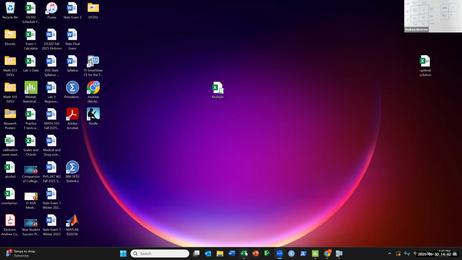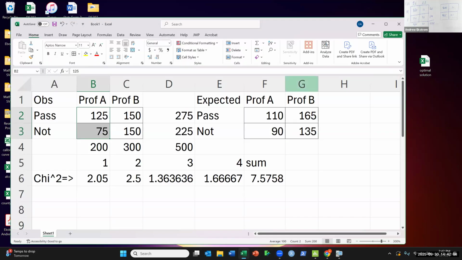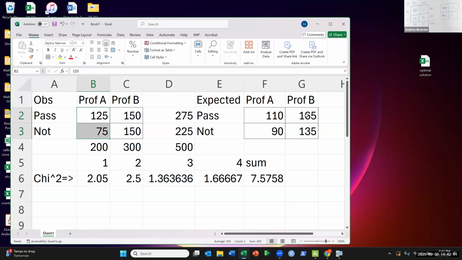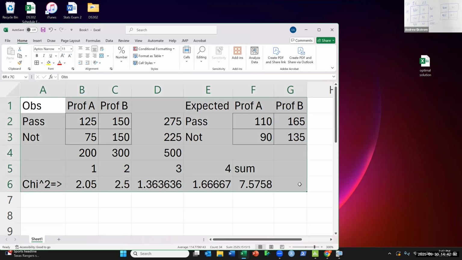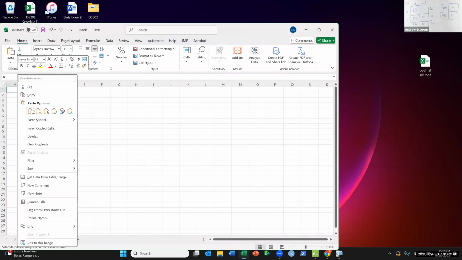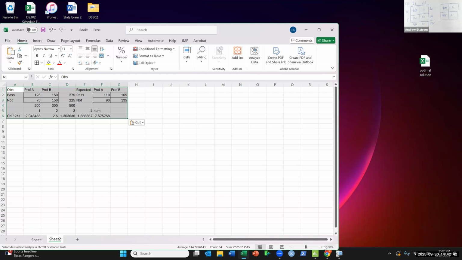And I will say with Excel, I've got these formulas in here. If I just start typing these numbers in here, it's going to eliminate those formulas. I don't have any problem with that because I know how to put them in here. If all of this stuff is brand new to you and you're not sure about yourself, you can highlight everything we've got, copy it, open a new sheet, and paste it on that new sheet.